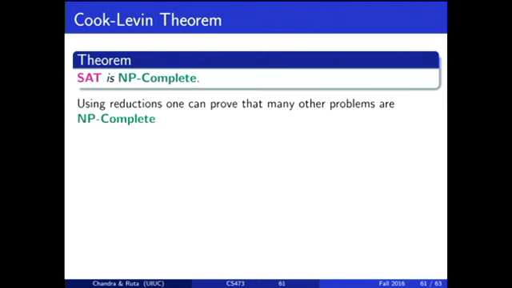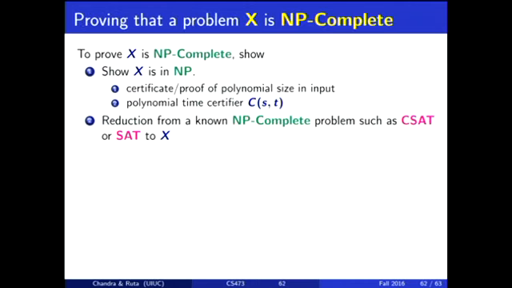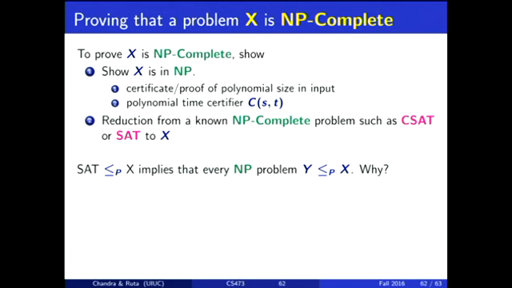And so how do you prove something is NP complete? First you have to show that the problem is in NP. Okay. And then you have to show that some existing NP complete problem reduces to it in polynomial time. That's what you need to do.